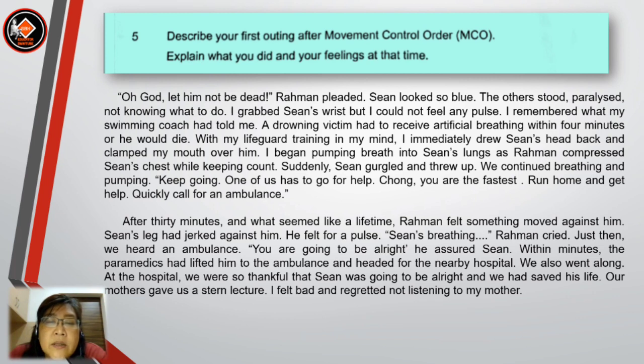After 30 minutes and what seemed like a lifetime, Rahman felt something move against him. Sean's leg had jerked against him. He felt for a pulse. "Sean's breathing," Rahman cried. Just then we heard an ambulance. "You are going to be alright," he assured Sean. Within minutes, the paramedics had lifted him to the ambulance and headed for the nearby hospital.